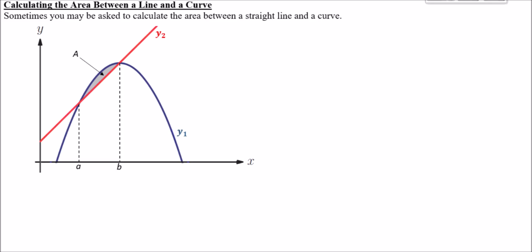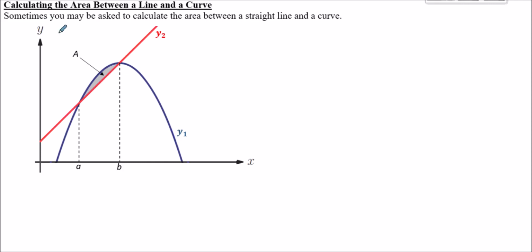The main course today, we're going to be looking at calculating the area in between a line and a curve. Sometimes you may be asked to calculate the area between a straight line and a curve. So let's imagine we want to calculate this bounded area here, this region A, in between the limits of A and B. So how would we do that? Just thinking about it in simple geometric terms.